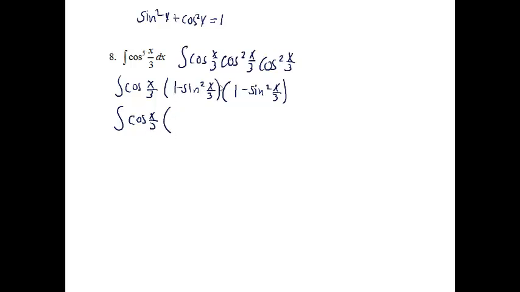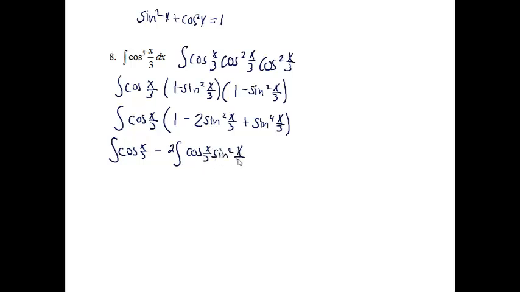I'm going to distribute this, I'll FOIL it out. I'll get 1 minus 2 sine squared x over 3 plus sine to the fourth x over 3. Right, now I'm going to distribute that cosine to all three parts. So I'll end up getting the integral of cosine x over 3 minus, put my 2 out front, 2 cosine x over 3 sine squared x over 3 plus the integral of cosine x over 3 sine to the fourth x over 3. Alrighty.